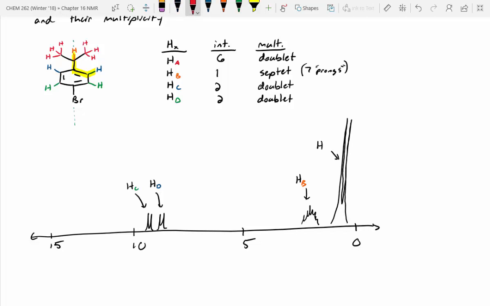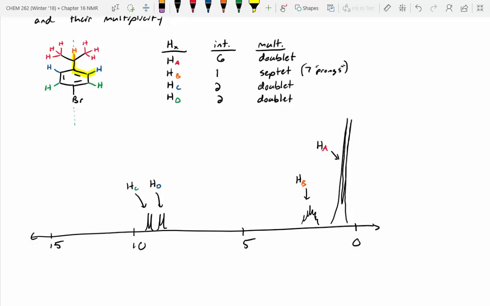And this should be HA. I'm not very good at drawing these to scale, but HA should be 6 times as large as HB. The area underneath the peak should be 6 times as big. Does that make sense? So we want to look at the integration of those as well.